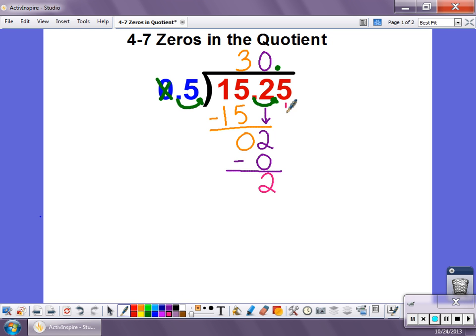So now I bring down this 5, and I have 25. 25 divided by 5 goes 5 times. 5 times 5 is 25, and when I subtract that, I have 0 left over. There's nothing to bring down, and there was no remainder, so I know that's the end of my problem. Let me show you another one.